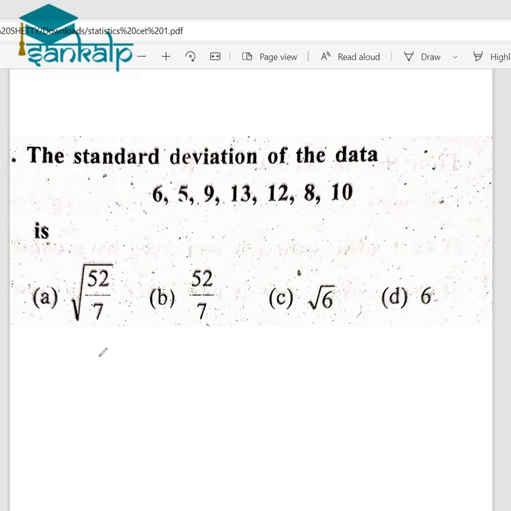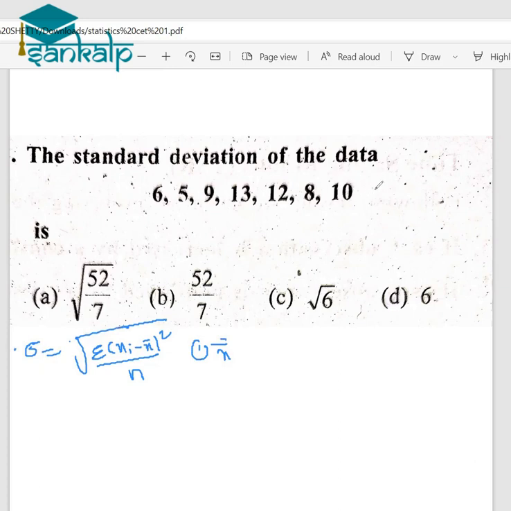One by one, we will apply the formula first. The formula for standard deviation: sigma is equal to the square root of the sum of xi minus x bar whole square, whole divided by n. So again here we need to calculate the mean.